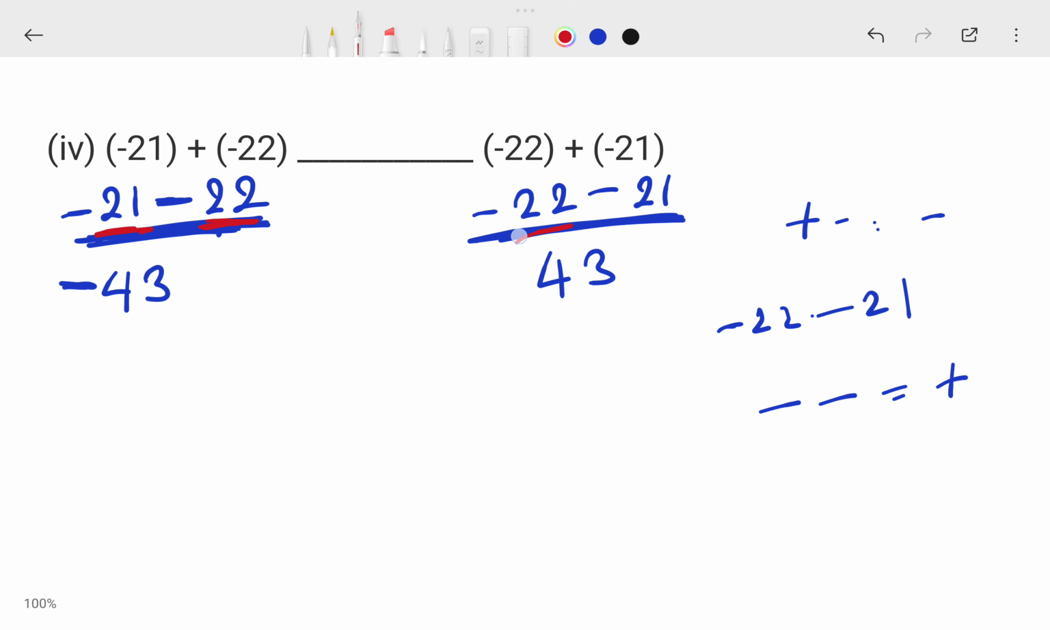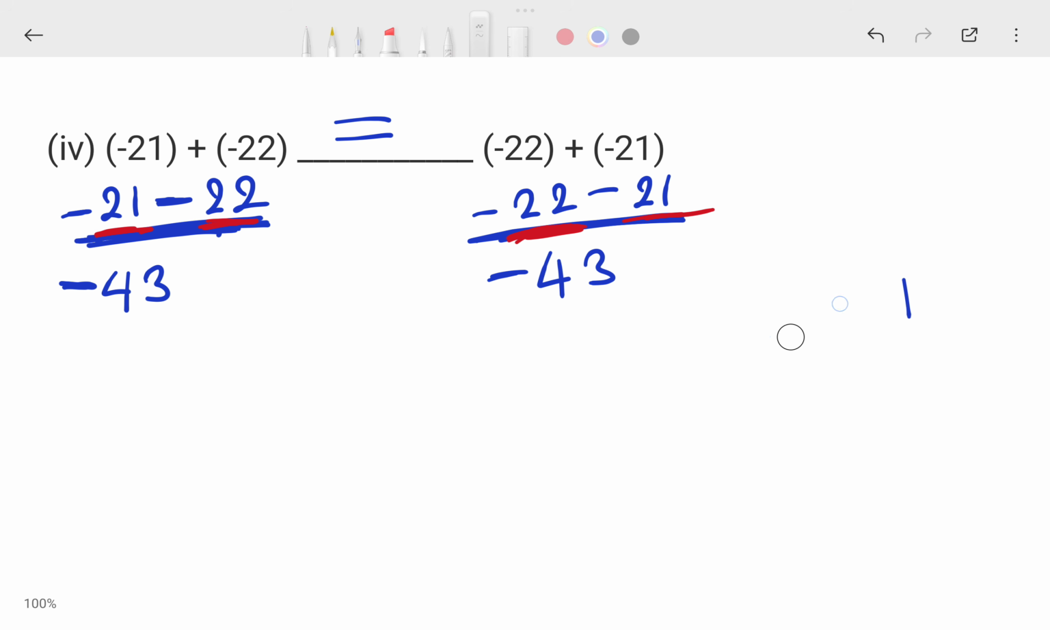So in this 22 or 21, which is greater? 22 is greater. Which symbol does 22 have? 22 has the negative symbol. Put the negative symbol. So here we get minus 43, and this is also minus 43. Both are equal only, so we have to put the equal symbol here. Why? Because both are equal. All right, so this exercise is totally completed.